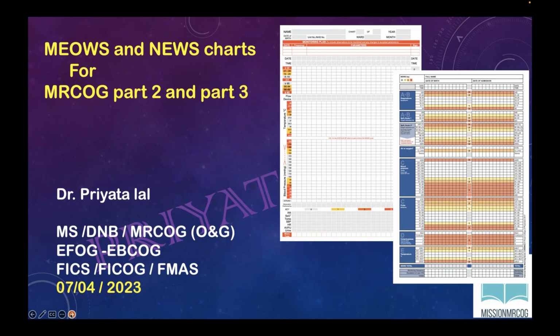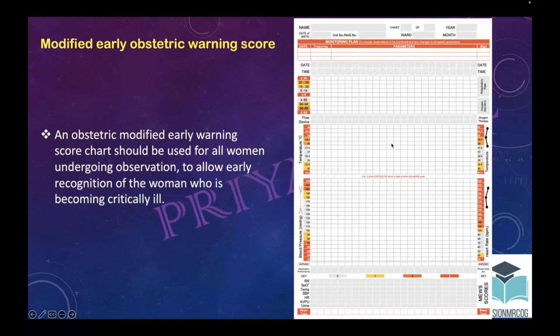MEOWS chart is the modified early obstetric warning score chart. Why are we using it? It is used for all women undergoing observation, so that early recognition can be done before they become critically ill. So this is sort of a scoring. On the basis of that score, we'll be able to identify how much frequency of observation is required, or whether any immediate attention is required, before the patient becomes critically ill.